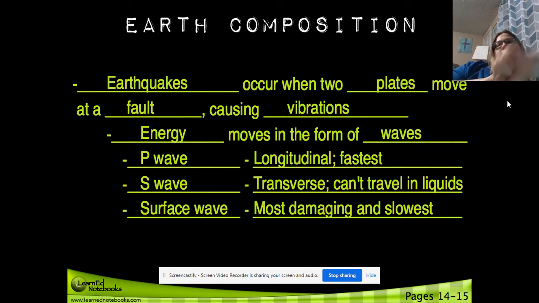There are 3 types of waves that come from an earthquake. You have a P wave, or the primary wave. They're longitudinal and they're the fastest. They're traveling through the air like this, or through the ground like this, and they're the fastest. S waves, or secondary waves, they're transverse. They're going like this, and they can't travel in liquids. Okay. Surface waves. On the surface, these are the most damaging, and they are the slowest waves that come from an earthquake.